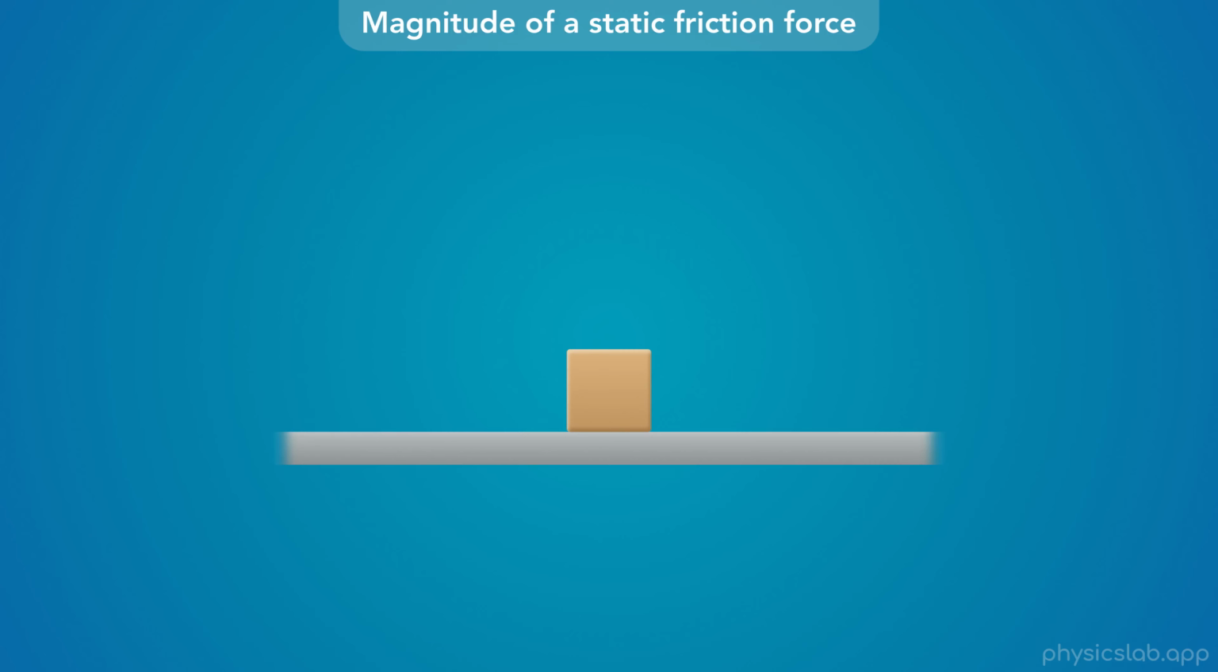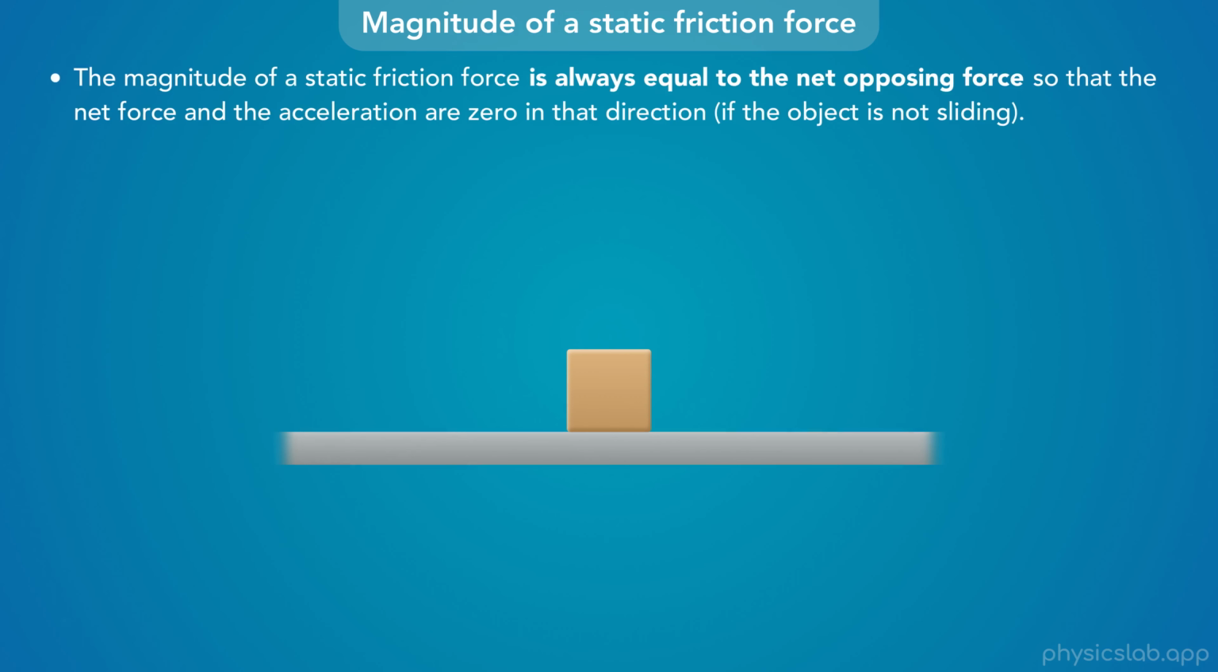So now we know the direction of a static friction force, but how do we find the magnitude or the value? This is where a lot of people get confused, so this is really important to remember. The magnitude of a static friction force is always equal to the net opposing force, so that the net force and the acceleration are zero in that direction, if the object is not sliding. We just use this concept to find the direction, but this also tells us the magnitude.